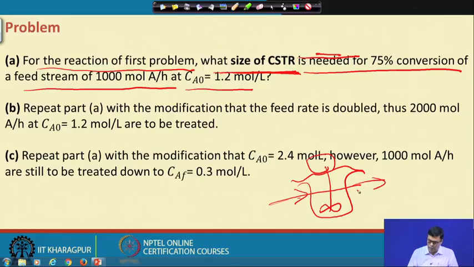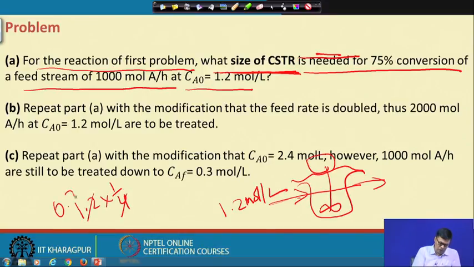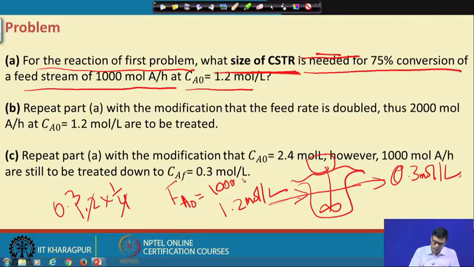So, here what is happening? Here CA0 is 1.2 mole per liter. So, for 75% conversion, how much remains? 1/4. 1.2 into 1/4 is around 0.3. So, here it is 0.3 mole per liter. Am I right? So, in this reaction for 75% conversion, what is the FA0? The FA0 value is equal to 1000 moles of A per hour. This is given here. So, you have to find out what volume of the CSTR is required.